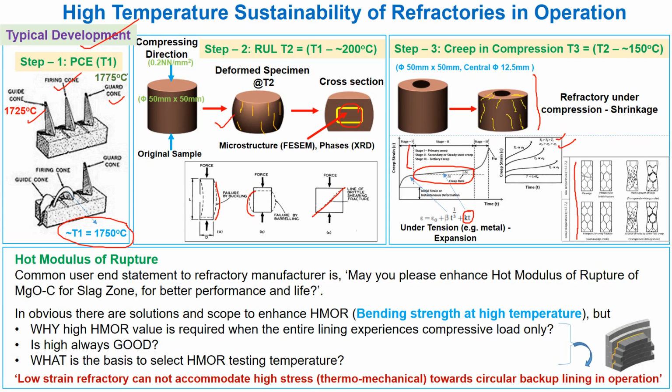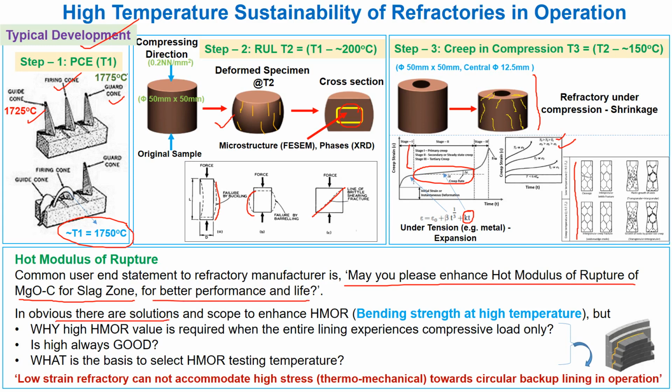Usually, RUL and creep are important thermomechanical behavior for alumina, magnesite, magchrome and silica based oxide refractories. Whereas HMOR characterization as a thermomechanical response is common practice for carbon based refractories. We can discuss magnesia carbon brick for slag zone lining in ladle. A common user end statement to refractory manufacturer is, may you please enhance the hot modulus of rupture of magnesia carbon for slag zone for better performance and life.